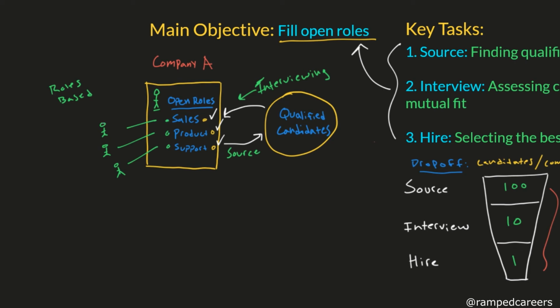And typically a recruiter will specialize in a single role that they're working on. So you are dedicated to recruiting for the sales role, or dedicated to recruiting for product or engineering roles. So keep that in mind, that it's roles based. And when you're starting off in this job, you'll typically oversee a single role.